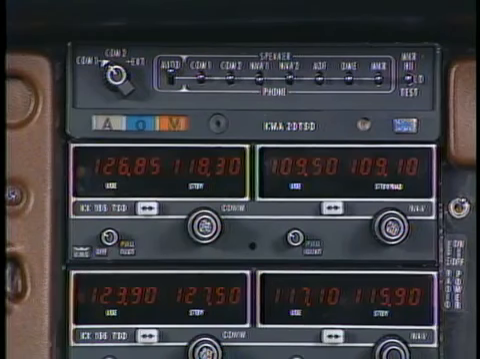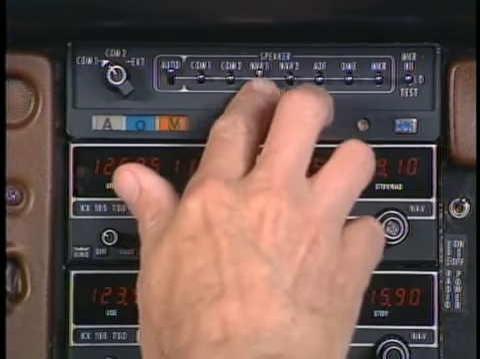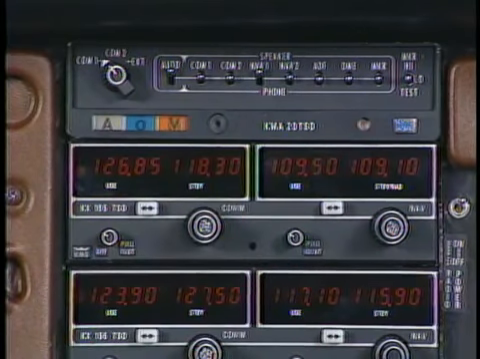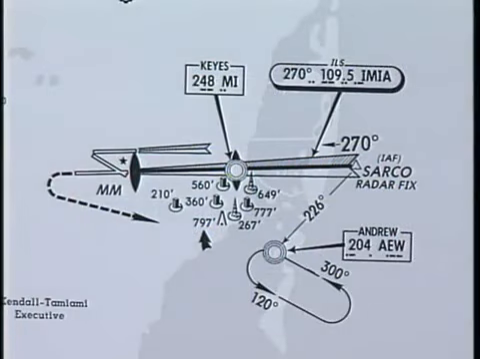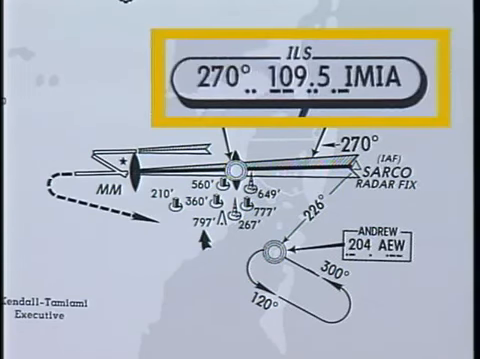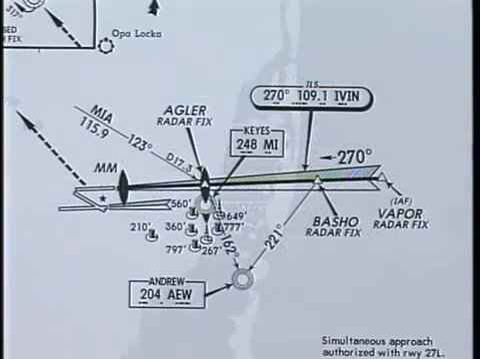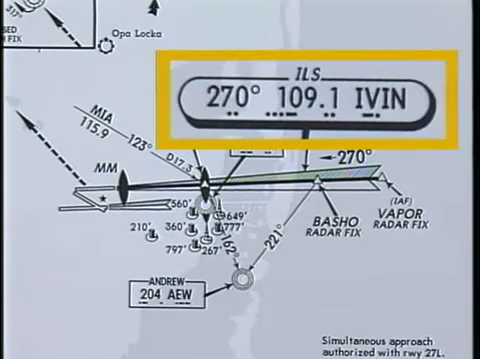Just like a VOR, you should identify the localizer by listening to its Morse code identification, which consists of 3 letters preceded by an I. This is especially important when 2 or more localizers are operating in close proximity to each other. For example, the localizer for the ILS runway 27 left approach at Miami International can be identified by IMIA, while the identification of the localizer for the ILS runway 27 right approach is IVIN.